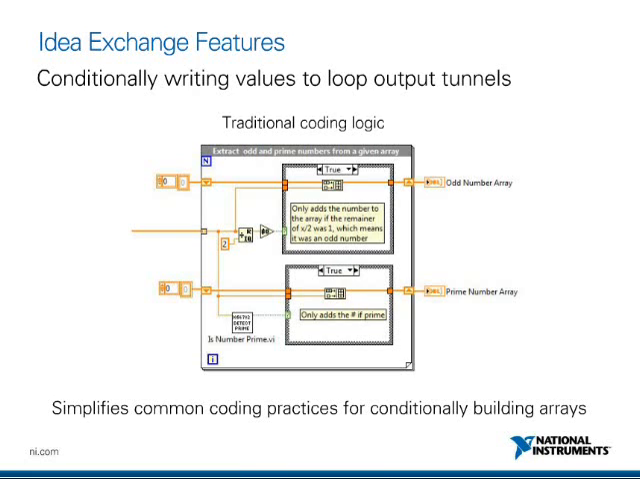Many LabVIEW applications require some iterative process to determine at runtime whether or not to add a new element to an array. Previously this would have eliminated the ability to use the build array tunnel, because you don't want every single element. You want to conditionally append a new element. Here we're seeing an example of how you would have built this code into your loop. On the top it's showing how you would have found all of the odd numbers in a finite data set, and on the bottom it's doing something similar for prime numbers in that same data set.